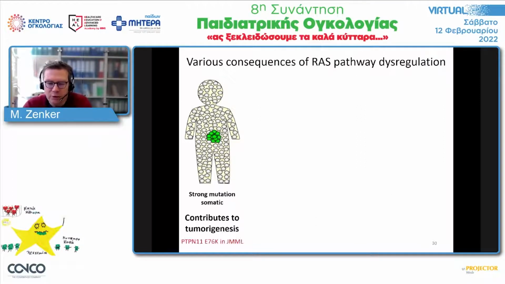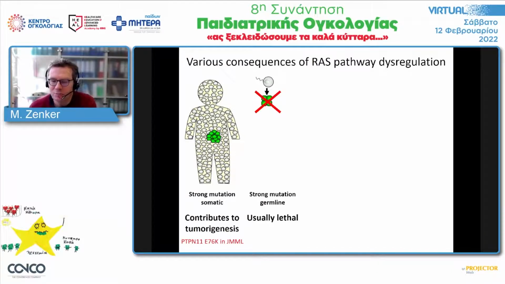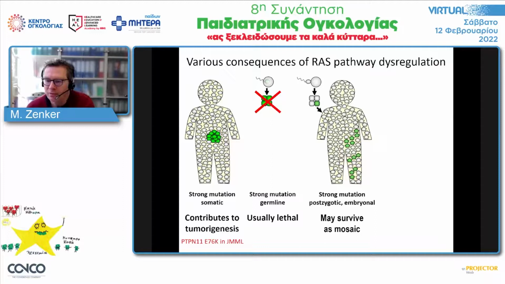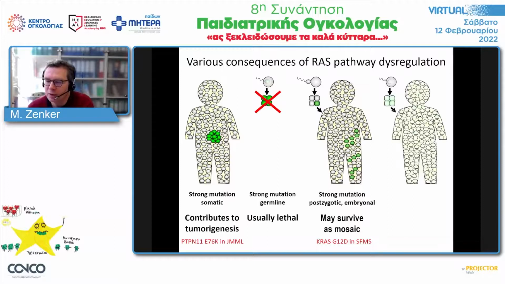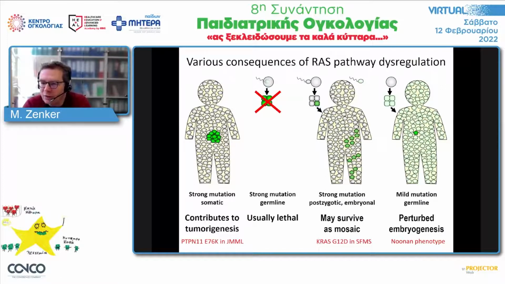The same mutation, like for example, PTPN11 E76K, which is typical for somatic mutations in JMML, would probably result in early embryonic loss and will never appear in the germline. But if it occurs as a post-zygotic event, it can survive by mosaicism, like for example, KRAS G12D in Schimmelpenning syndrome. And on the other hand, the mild mutation that is present in the germline leads to perturbed embryogenesis and causes this Noonan-like phenotype as a readout. And by secondary events that differ in the probability from the different conditions, tumors may also occur in these conditions. So they are all some kind of tumor predisposition disorders.